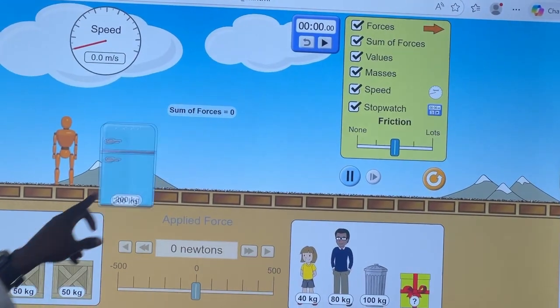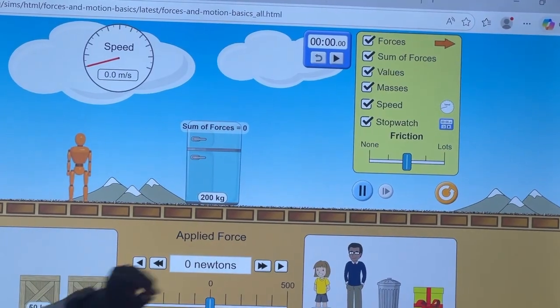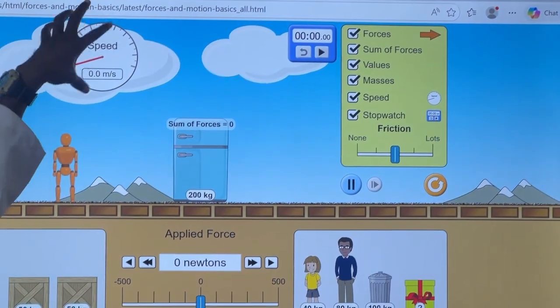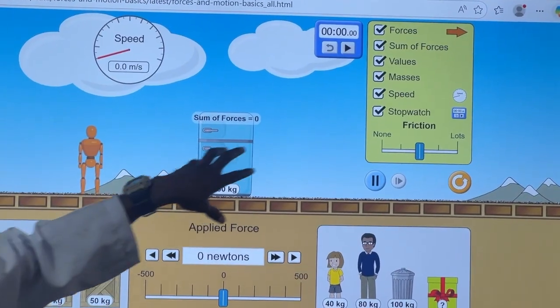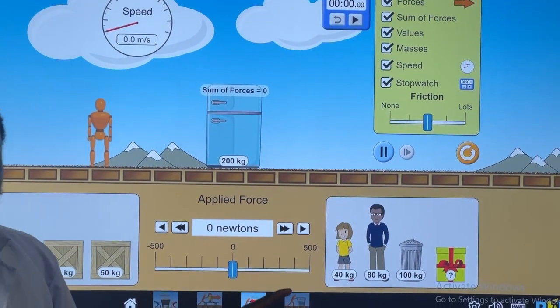So we have a 200 kilogram body. So let me bring this back. And you can see the forces, the sum of forces. We are going to be showing this. This is what measures the speed. The acceleration will also be shown here. So now let's look at this together.